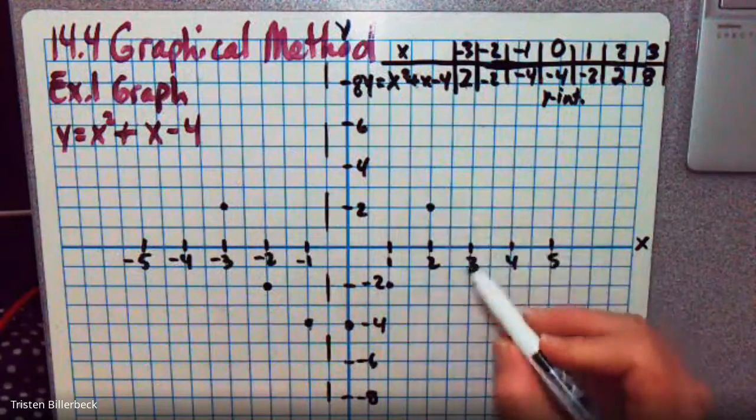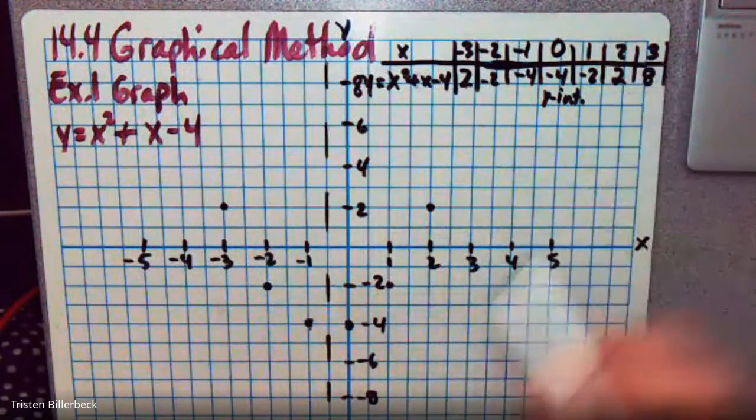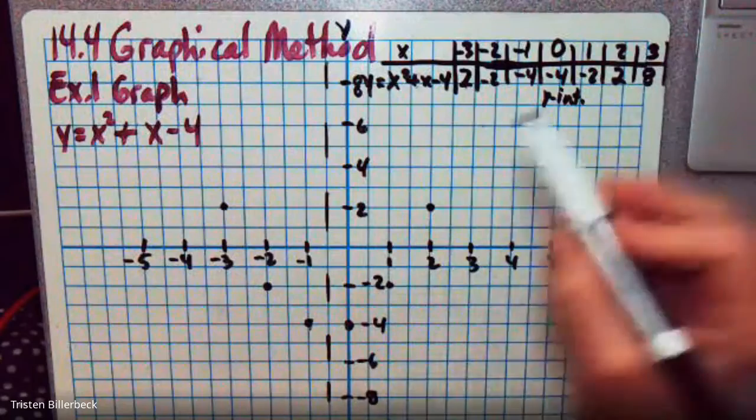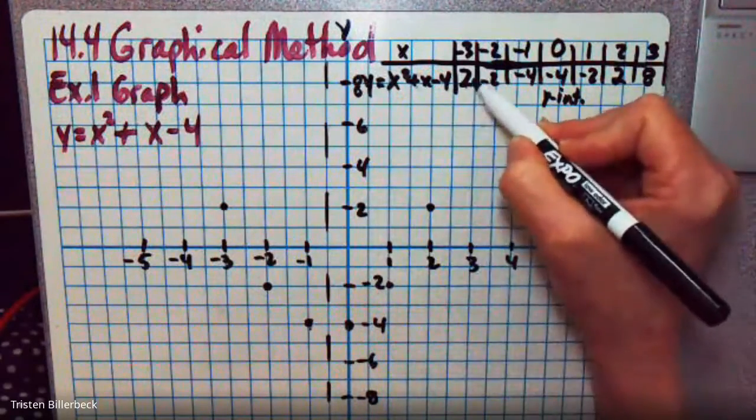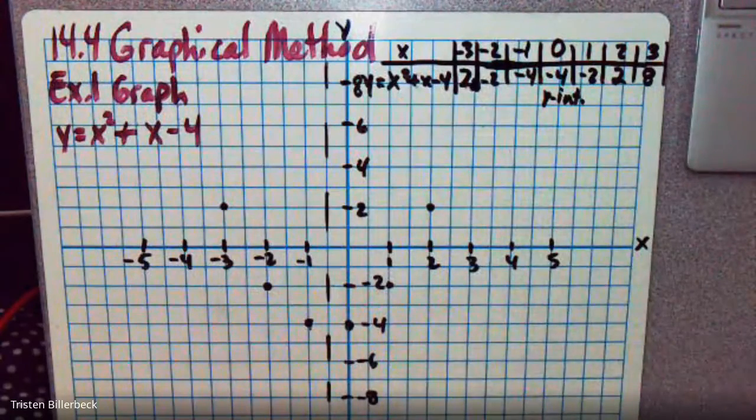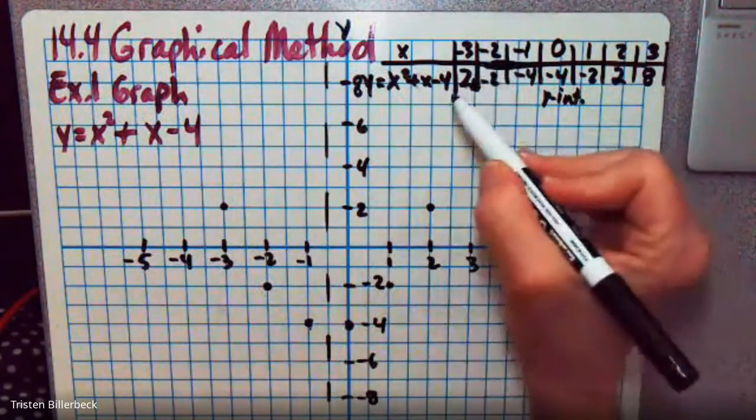I should have a point here at 2, 2. Boom, I have that point. Now I have 3, 8. So at 3, I'm way up here at 8 in my table. I was really trying to not have the table in the way, but it is there in the way.